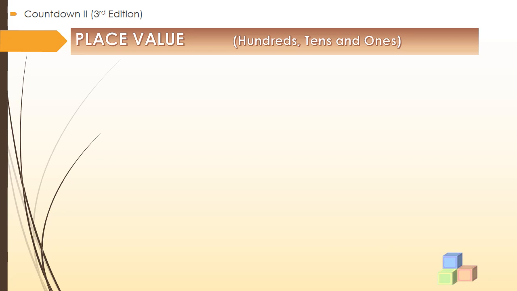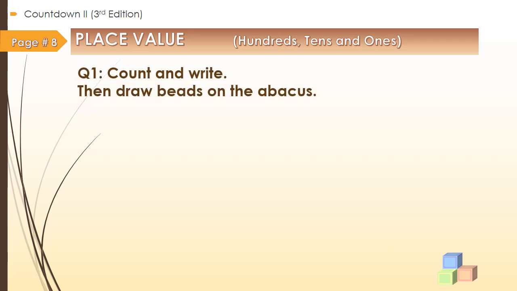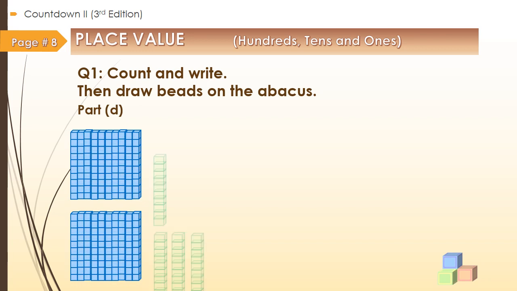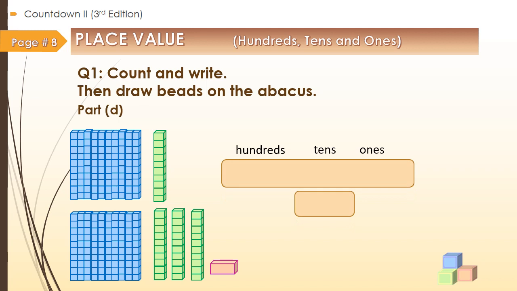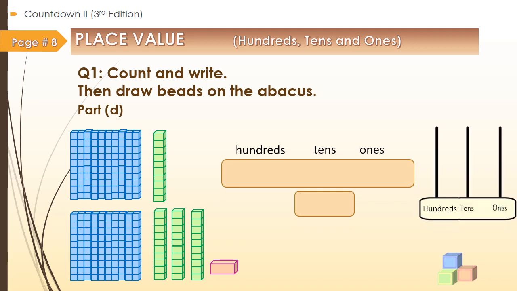Let's practice in your textbook too. Open up the book. On page number 8, here we have question number 1, which is count and write, then draw beads on the abacus. We will solve part D together, so you will be able to attempt the rest of the parts of this question by yourself. Now we will count hundreds, tens and ones separately. Then we will write the number in digits and also show this 3-digit number on the abacus with the help of beads.